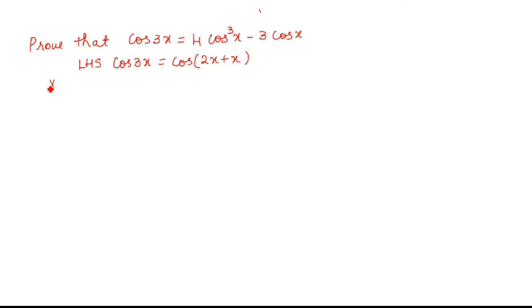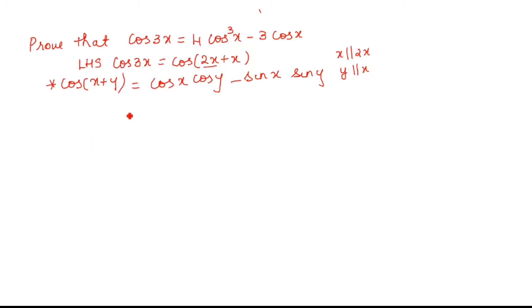Let me write for you. So cos of x plus y. What is the cos x plus y formula? Cos x cos y minus sin x sin y. So now in place of x, I have 2x, in place of y, I have x. So in place of x, I have to write 2x. In place of y, I have to write x. So that is equal to cos x means what I have to write? 2x. Cos y means I have to write x, minus sin. In place of x, write 2x. In place of y, write x. Okay, so this much is done.